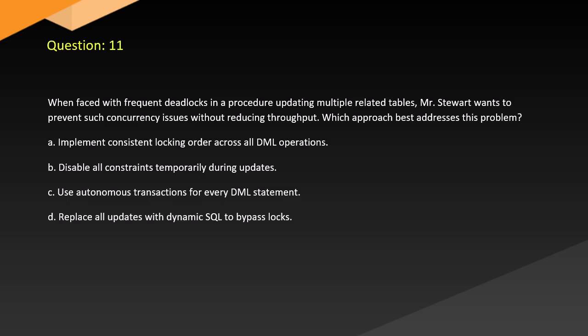Question 11. When faced with frequent deadlocks in a procedure updating multiple related tables, ISTA Stewart wants to prevent such concurrency issues without reducing throughput. Which approach best addresses this problem? A. Implement consistent locking order across all DML operations. B. Disable all constraints temporarily during updates. C. Use autonomous transactions for every DML statement. D. Replace all updates with dynamic SQL to bypass locks.